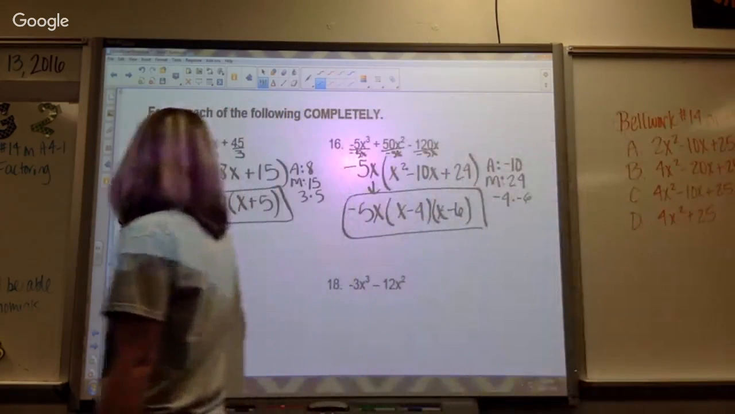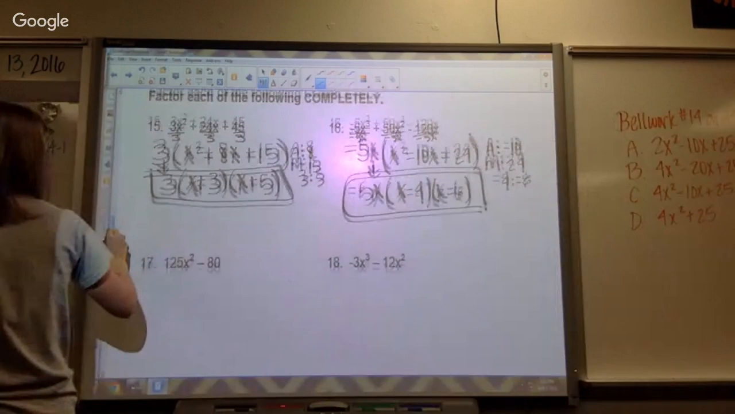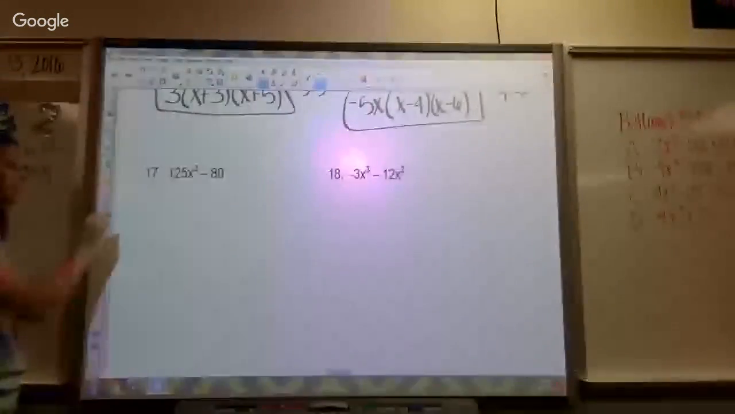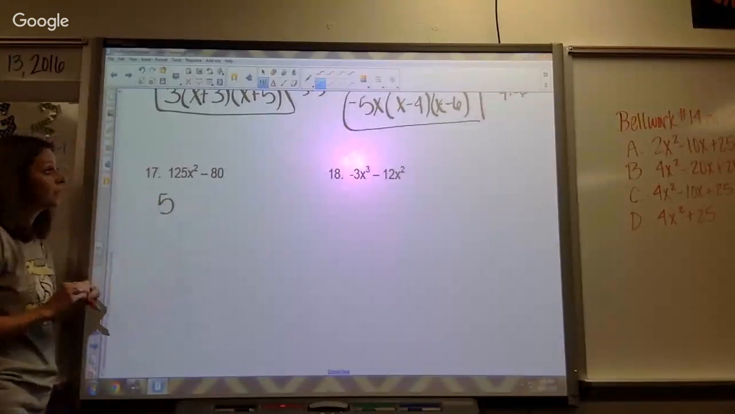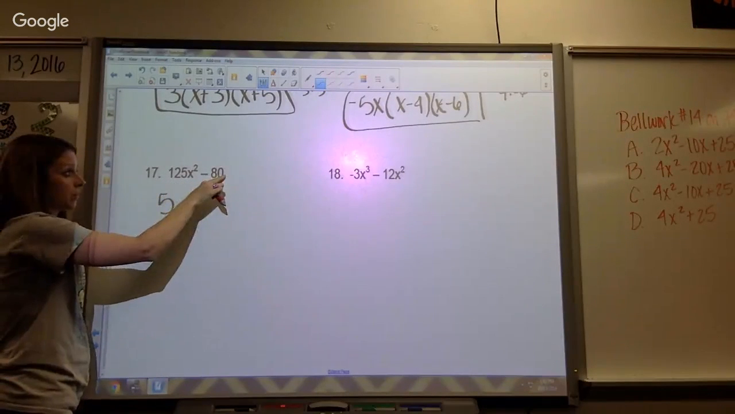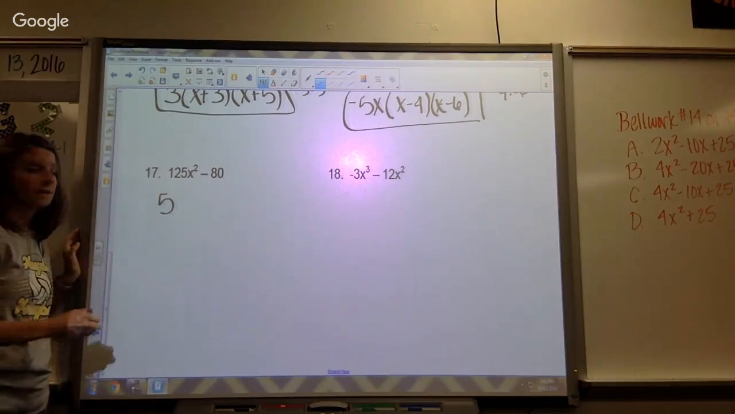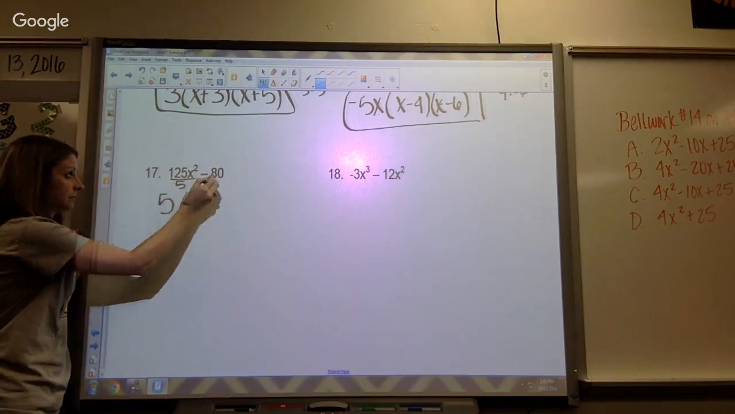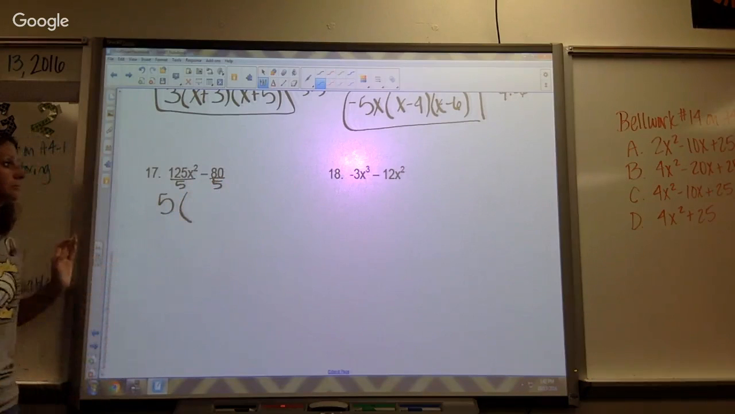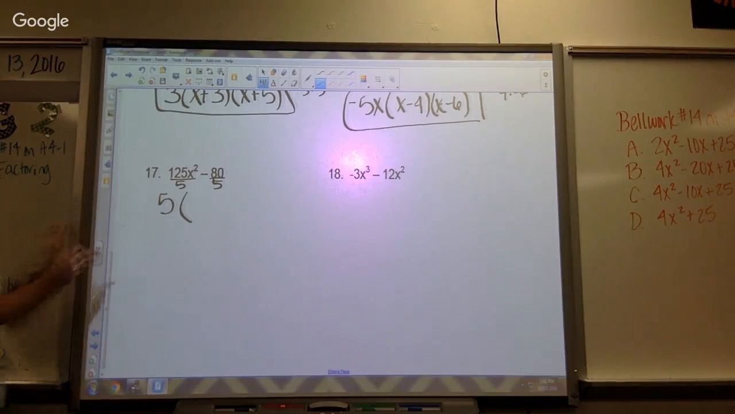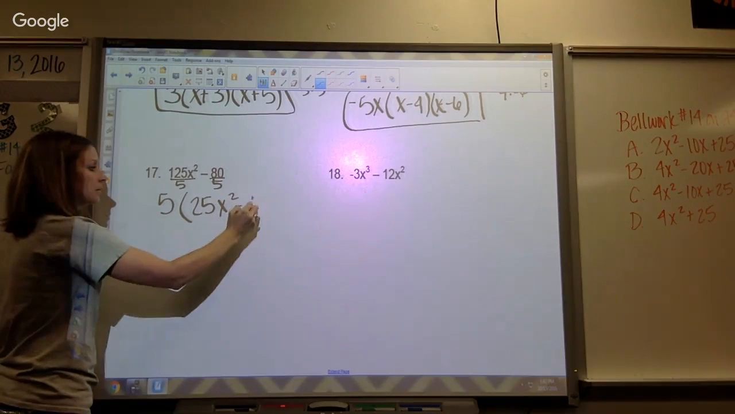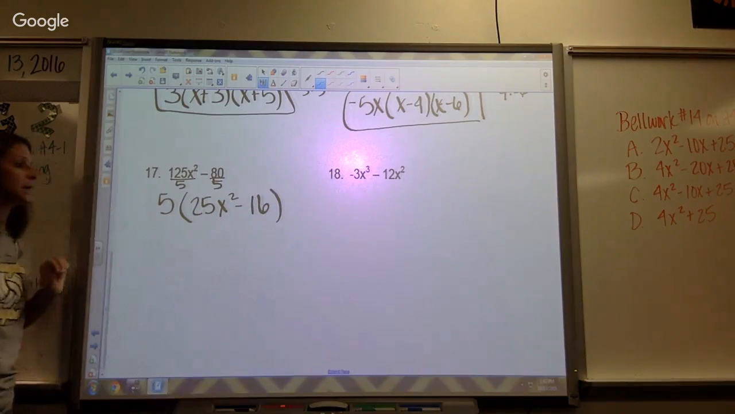Okay, let's look at 17. 125x squared minus 80. I'm going to find the greatest number that will go into both, and that would be 5. Notice that x squared, we don't have an x here, so we can't take an x out if they don't all have it in common. So I'm going to divide each one by 5. That would be 25x squared minus 16.